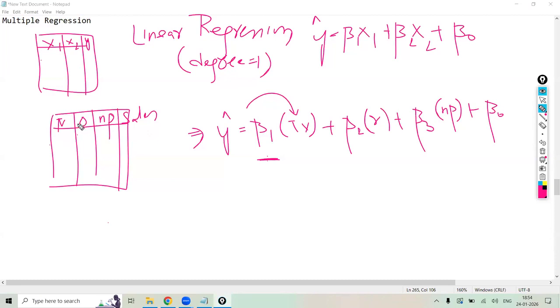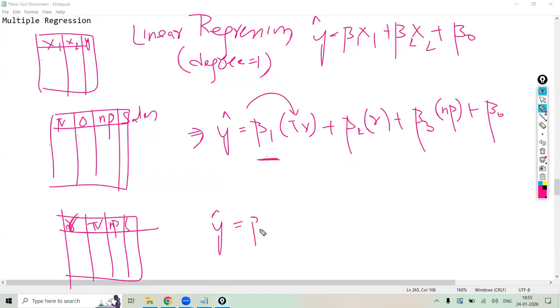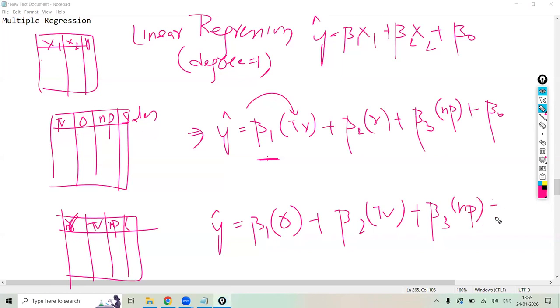Because you have given to Python or to the machine that this is x1, this is x2, this is x3, according to that beta 1, beta 2, beta 3 will be calculated. For example, here I have given to the machine that the column order is radio, TV, newspaper. Now what is the equation in this case? Beta 1 into, now also TV? Now should I multiply with TV? What is the column name I have to multiply? Radio. Beta 1 into radio, beta 2 into TV, beta 3 into newspaper, and beta naught.